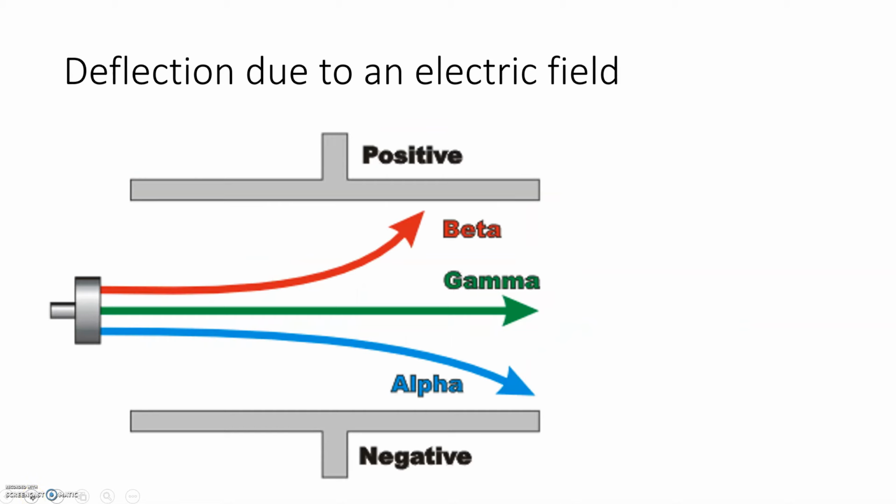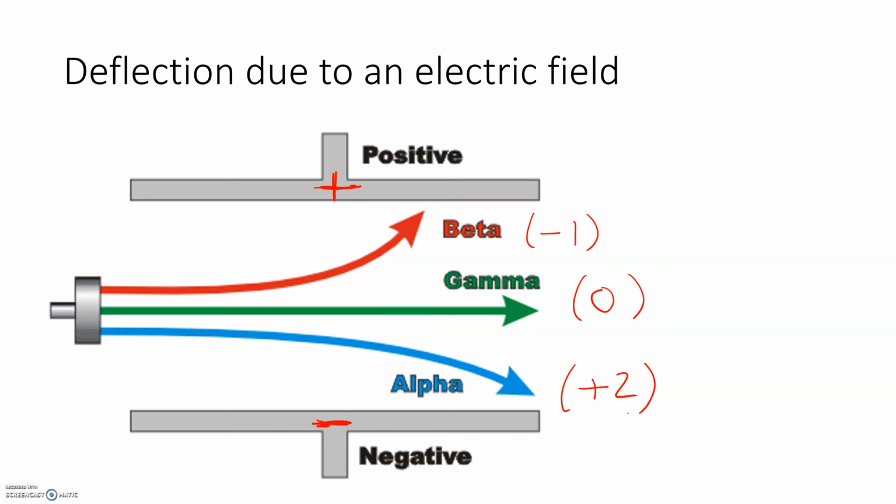Well, an electric field might just consist of 2 charged plates, one being positive and one being negative, or we could just have one plate of one charge. Now, we know beta has a charge of -1, so that's why it's attracted upwards there. Gamma is neutral, because it's a wave, so it's unaffected, and alpha is +2.